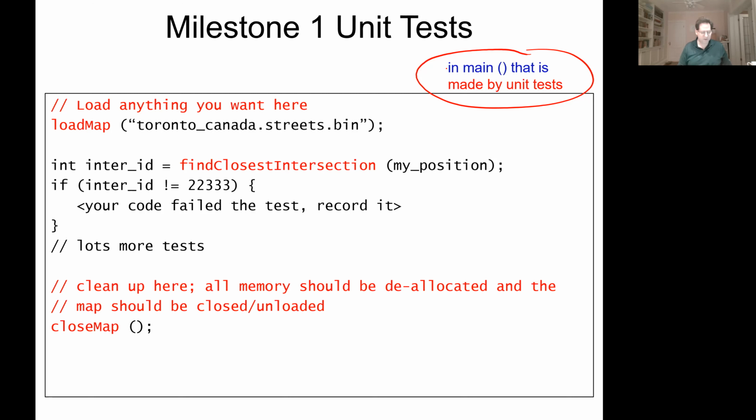And in that main function, we always call load map for any test. So here I'm saying load map for the Toronto binary database. So we're going to load Toronto.